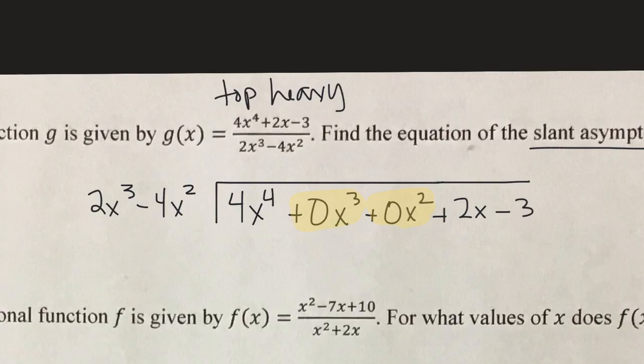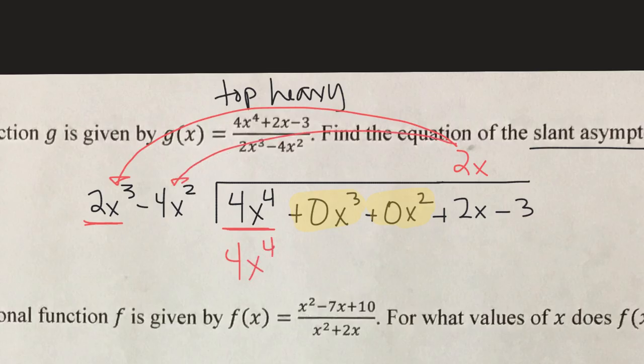So our thought process is 2x cubed times what value gives us 4x to the fourth? That would be 2x. If I multiply 2x by 2x cubed, I get 4x to the fourth. But I also have to multiply it by this one, which is minus 8x to the third. Our algorithm for long division is subtraction, so we change the signs, and I end up with an 8x cubed and then a plus 2x. We'll see if I need it.